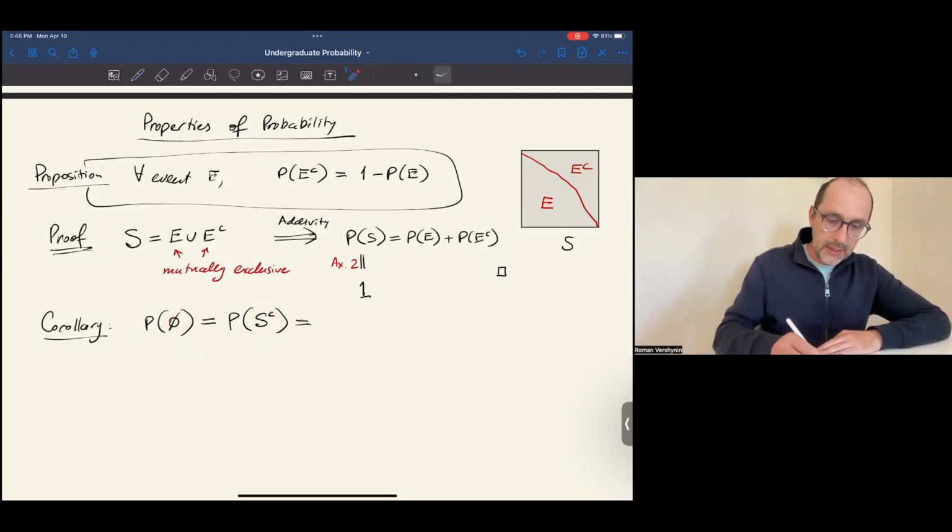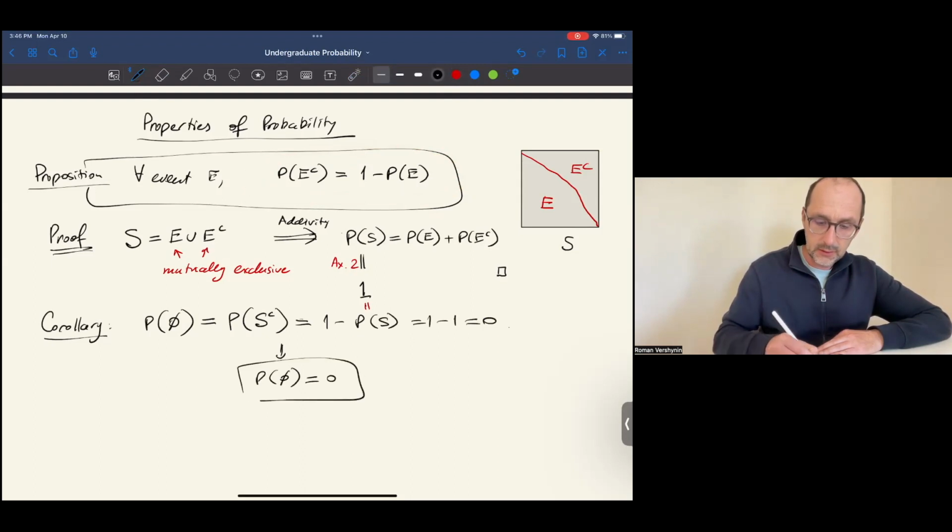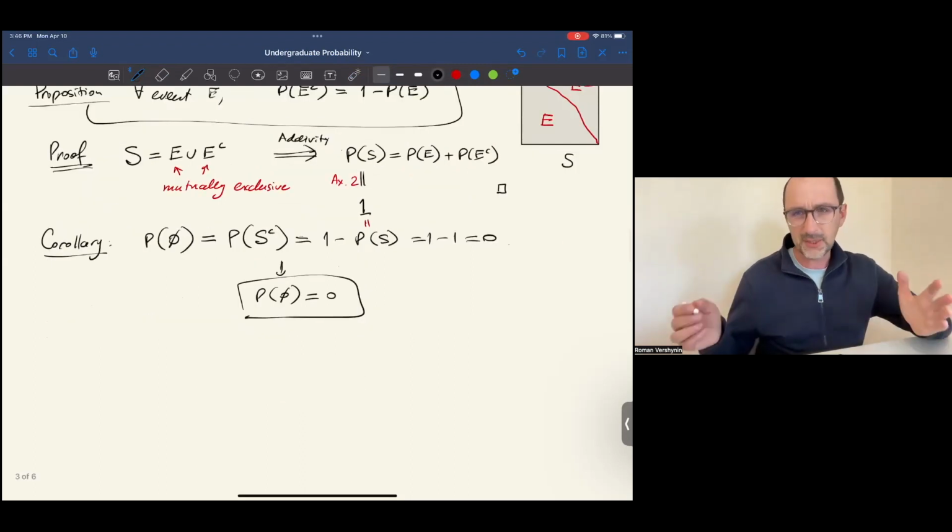Now we are applying this formula, this time for E being S, and we get that this is 1 minus P of S. By axiom 2, P of S equals 1, and this is 1 minus 1, and we get a 0. We just showed that the probability of the empty event is 0, as we predicted. Not a big surprise here, right?